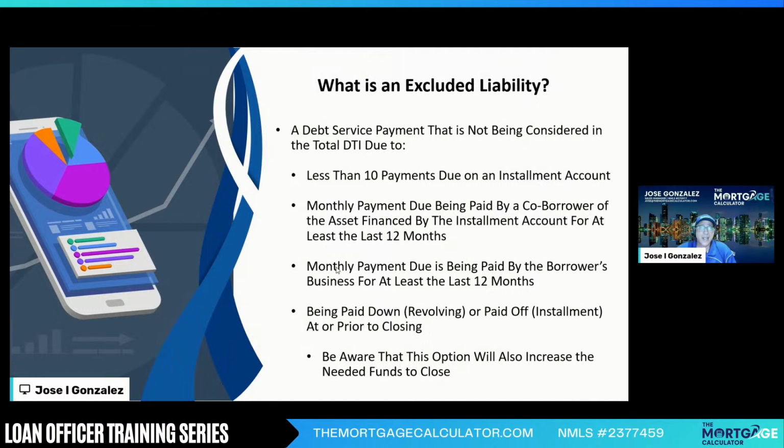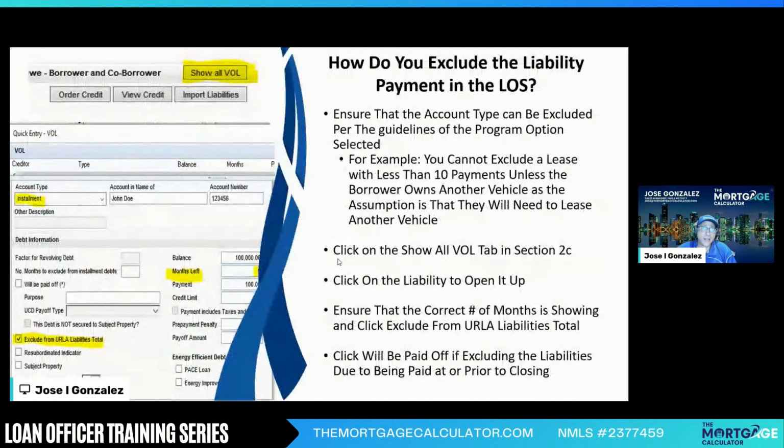So we covered that in general, right? Then, how do you exclude the liability payment in the LOS? Now we use Encompass, so these two screenshots here are from Encompass. If you use other LOSs, it's going to be similar to this. But the first thing you want to do, regardless of the LOS you use, is ensure that the account type can actually be excluded per the guidelines of the program option selected.